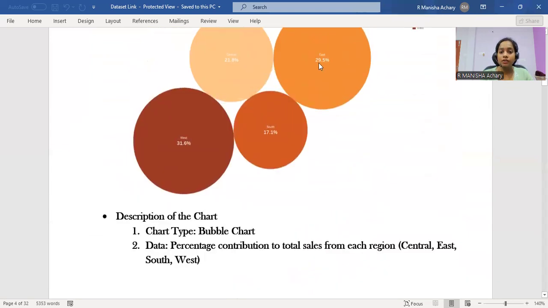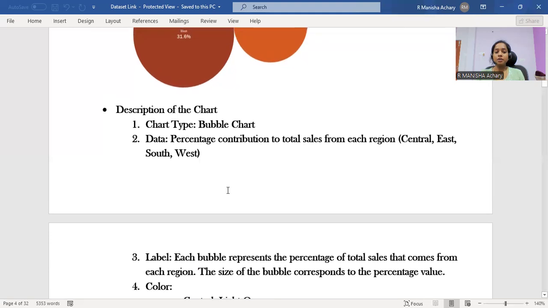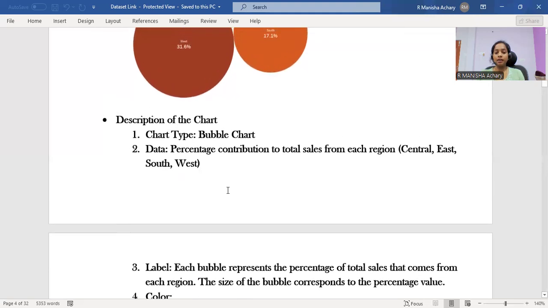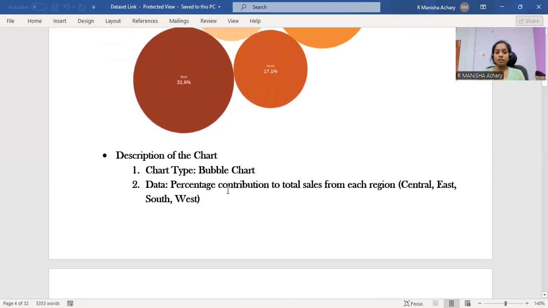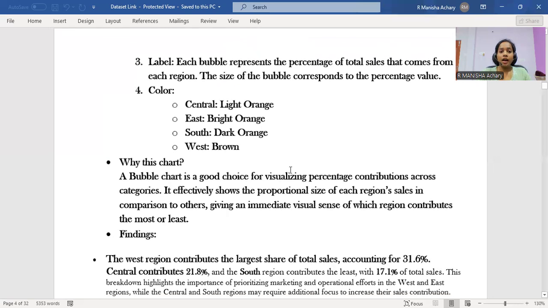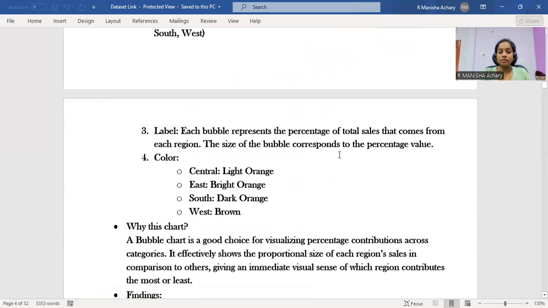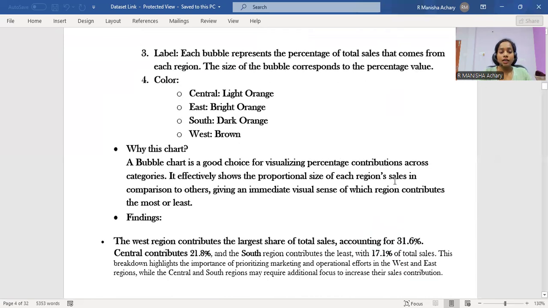This is East 29.5%, Central 21.8%, West 31.6%, South 17.1%. Each bubble represents the percentage of total sales that comes from each region. The size of the bubble corresponds to the percentage value. Color: I have used different shades of orange, from darker to lighter.